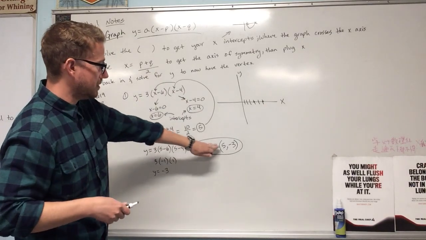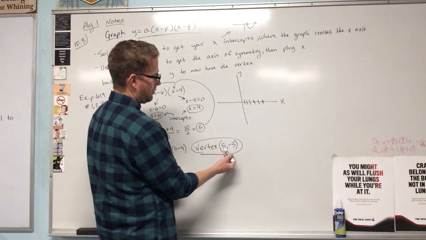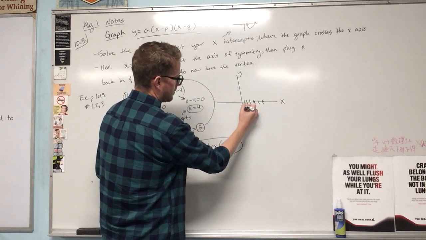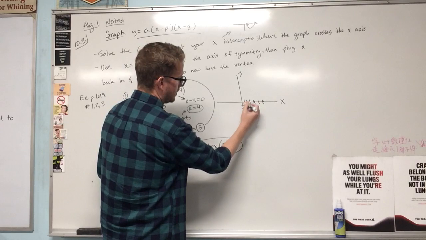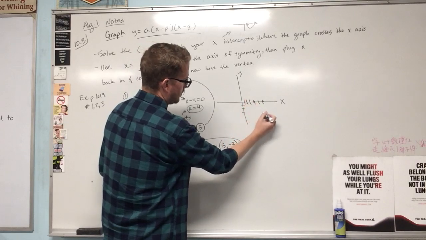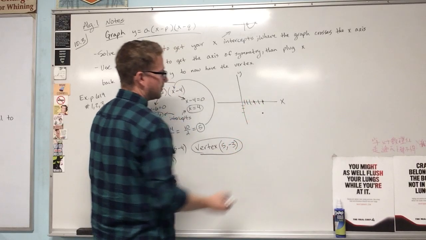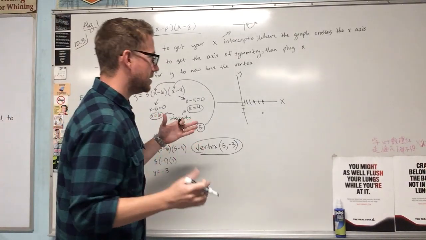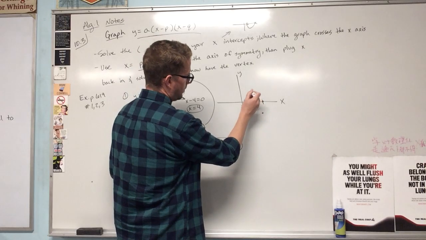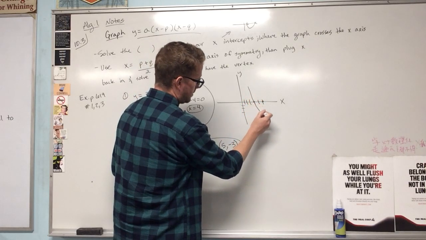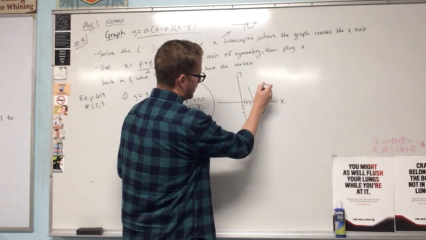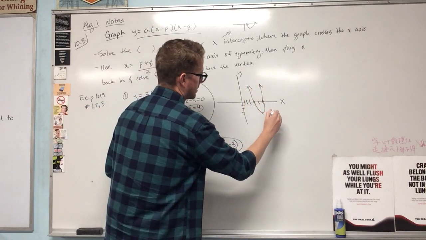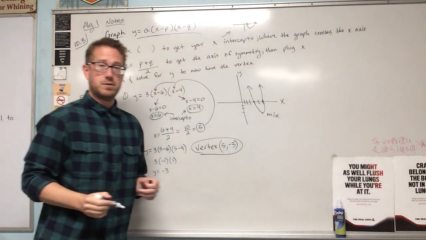So if we were to graph this, we would say the vertex is at positive 5, so that's right here, and then negative 3. 1, 2, 3. So right about there, that's going to be our vertex. Now, if you can visualize this, you're going to see that this creates a parabola that is upward facing, meaning that our vertex is a minimum value.